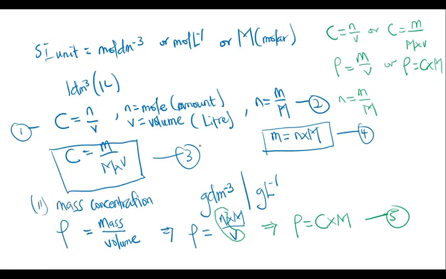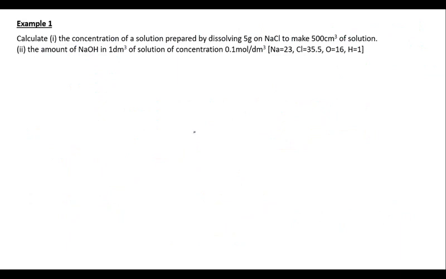Alright, with these few formulas or deductions that we have so far, let's go ahead and solve some questions. Example number 1. Calculate I, the concentration of solution prepared by dissolving 5 grams of sodium chloride to make 500 cm³ of solution. II, the amount of sodium hydroxide in 1 dm³ of a solution of concentration 0.1 mole per dm³, given that the relative atomic mass of sodium is 23, chlorine is 35.5, oxygen is 16, and hydrogen is 1.